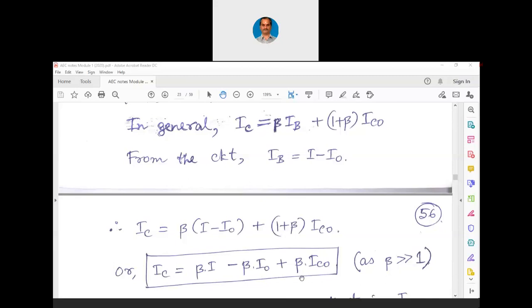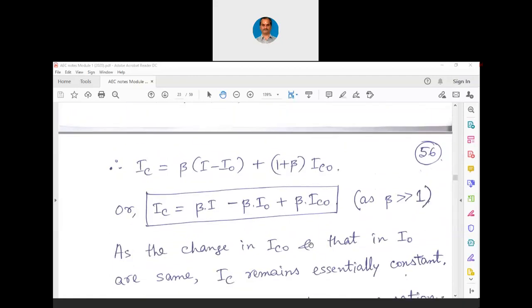But we know that I naught and ICO both are the same. So a change in ICO is going to cause a change in I naught as well. So the total change gets cancelled out. That is how this particular circuitry is compensating for the change in ICO. As the change in ICO and that in I naught are the same, IC remains essentially constant.